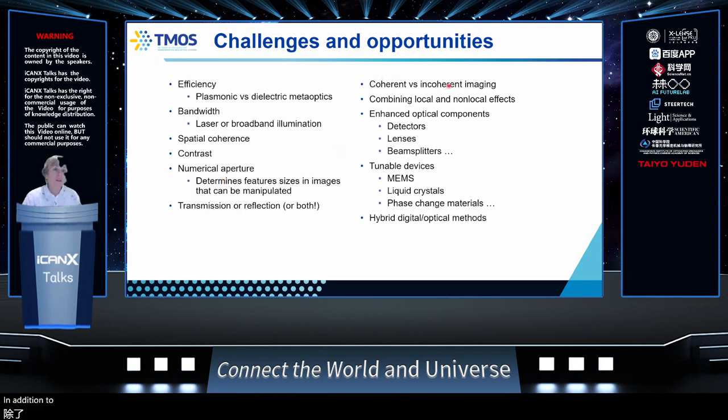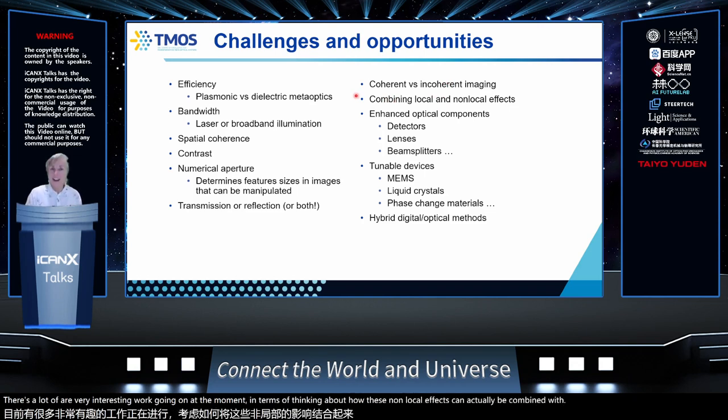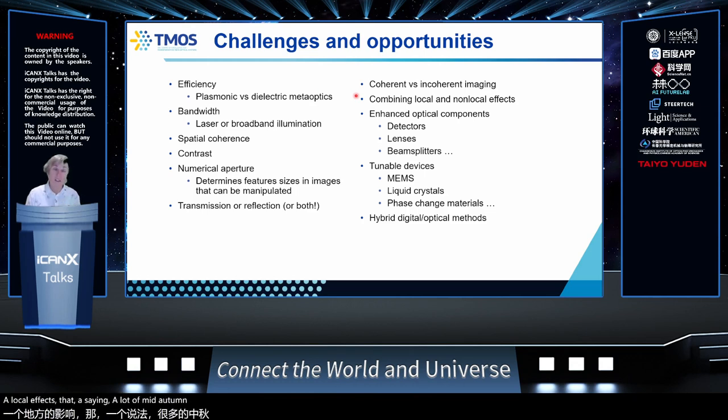In terms of opportunities, I think there are some in looking at coherence effects. There's a lot of very interesting work going on at the moment in thinking about how these non-local effects can actually be combined with the local effects that are seen in a lot of meta-optics to create much more powerful devices. Another significant area of opportunity is integrating these devices into detectors, for example, and other optical systems. And as is the case with a lot of meta-optics, being able to tune devices so you could, for example, dynamically change the contrast is also potentially quite interesting.